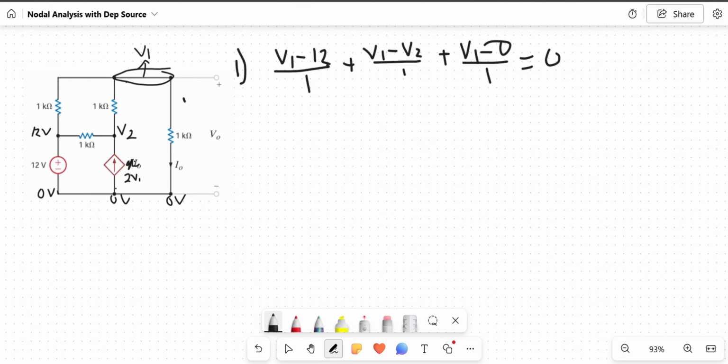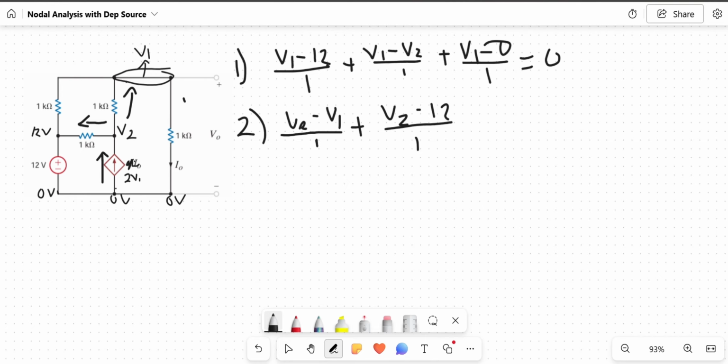This is equation 1. And now focusing on V2, from V2 to V1, the current in this will be (V2 minus V1) over 1, plus V2 to 12 will be plus (V2 minus 12) over 1. And then since we have a current dependent source heading towards V2, we found earlier that that is going to be 2V1, so that will end up being negative 2V1 since it's heading towards V2, equals 0.